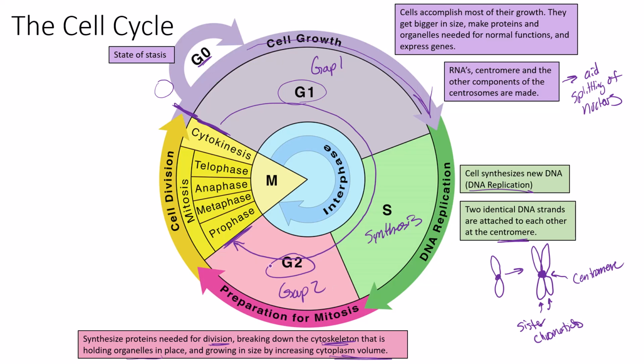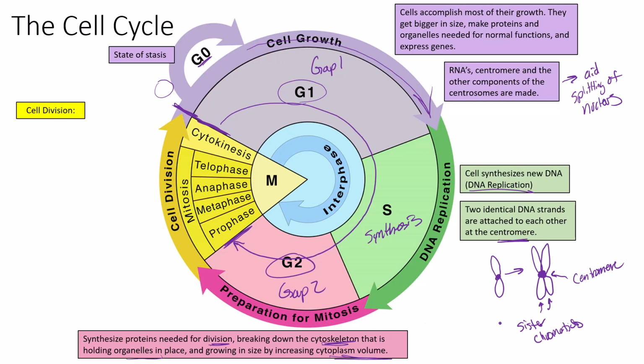So when we look at interphase as a whole, interphase starts with G1. The cell is going to physically grow and get bigger. It's going to replicate all the organelles. It's going to do all of the normal functioning. It's going to express its genes. It's going to produce RNA and the centromere and centrosomes. It's going to then enter S phase, which means it's going to replicate its DNA and produce identical copies that it can then divide into the 2 new daughter cells. It enters G2, which is preparation for mitosis, and there it prepares all of the proteins and necessary components for the proper division of the nucleus.